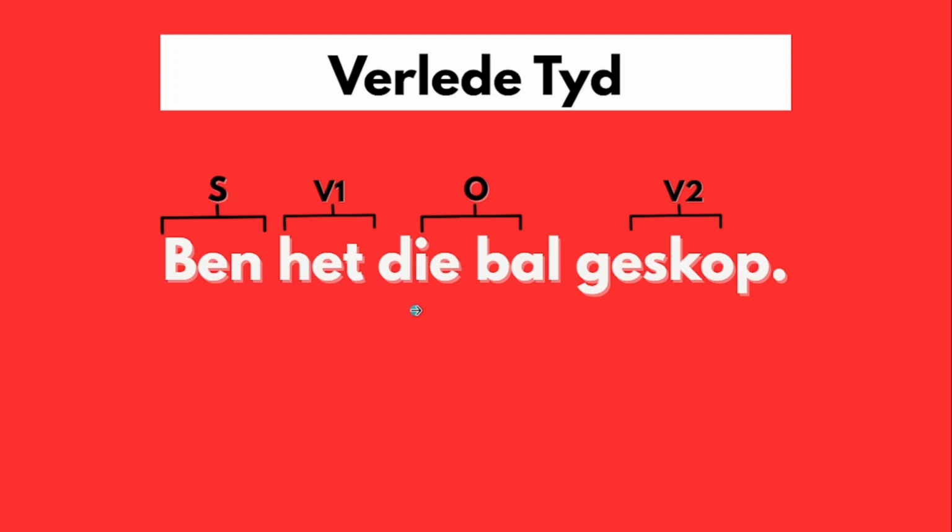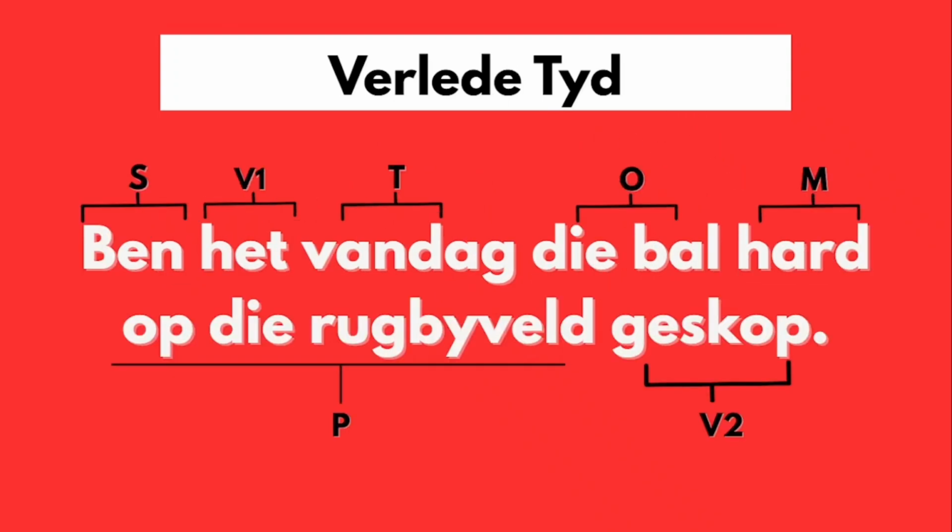In this case, we don't have time. So what comes after time? Object. We don't have manner. We don't have place. So what comes after that? It's verb 2. All right, now we're getting bigger.